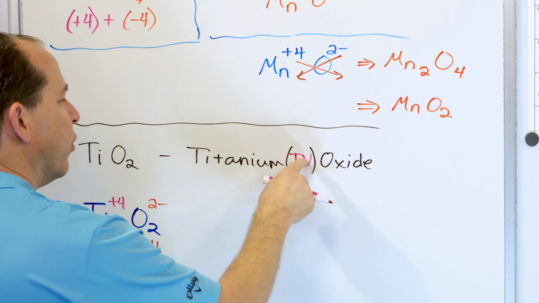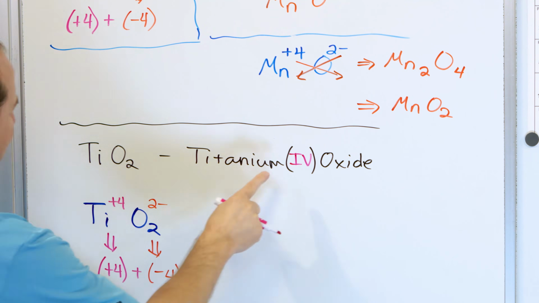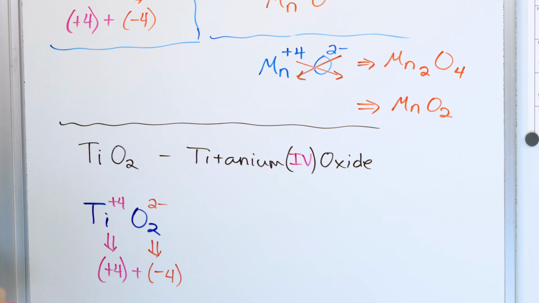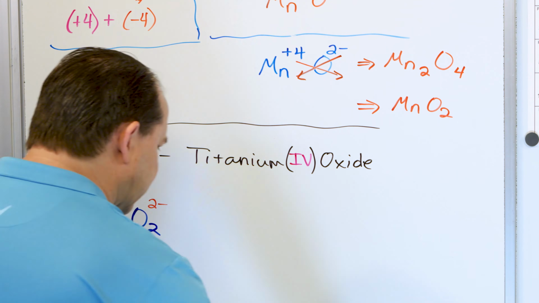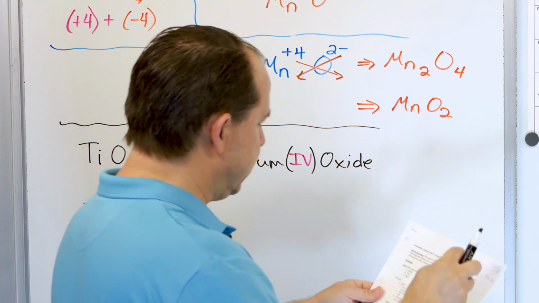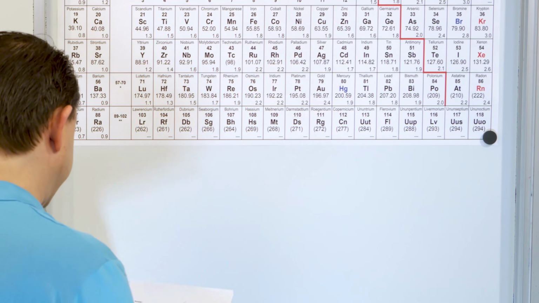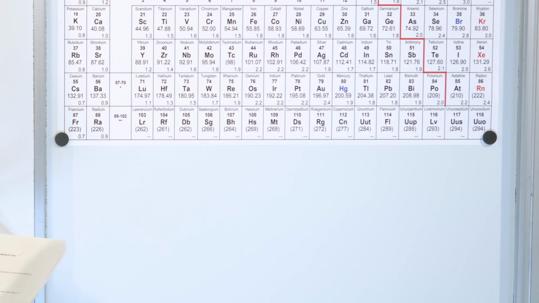You could get 1, 2, or 3. Very rarely would you get something higher than 4, although I suppose it could happen. All right, so let's move along. Let me just double check my answer. Titanium(IV) oxide, that's how you would say it.